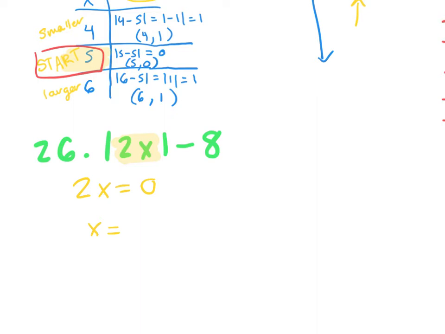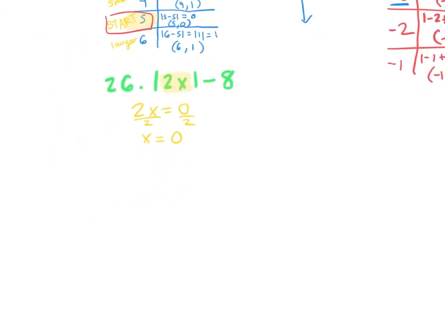So if x is being multiplied by 2, how do we get rid of the 2? We want to move the 2 to the other side. What's the inverse of multiplication? Division. So we divide both sides by 2. What's 0 divided by 2? 0. So x is equal to 0. So the number we're going to start with here is 0.